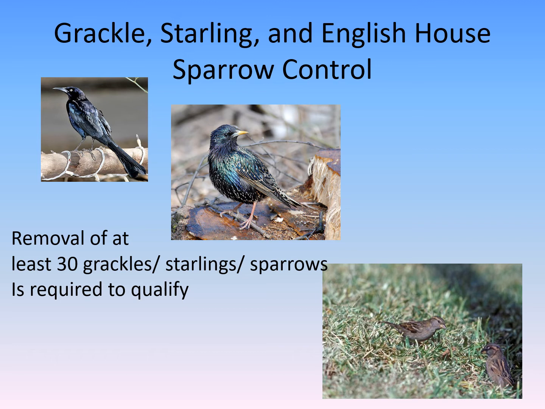Starlings and English house sparrows, on the other hand, like I said, are not protected as they're an exotic species, so you can manage those how you'd like. There is an intensity requirement. You have to remove at least 30 grackles, starlings, or sparrows annually in order to qualify, and document that removal.